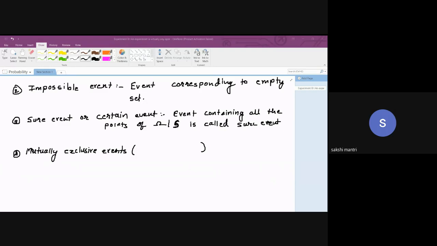Two events do not occur at the same time. Both events do not occur at the same time. They don't have any common point, which means that those two events are mutually exclusive. The sets are disjoint. So that's why this is also called disjoint events.